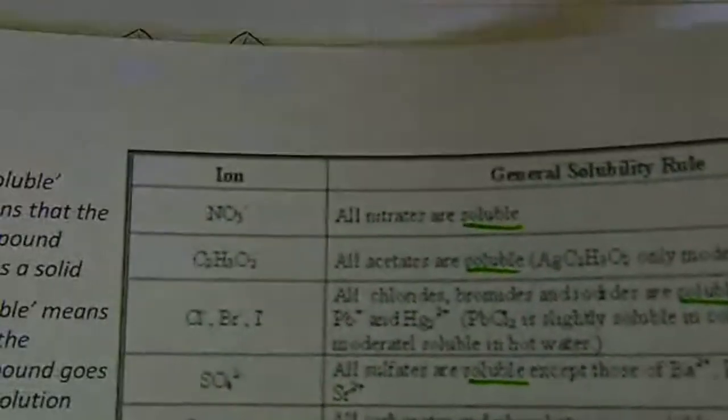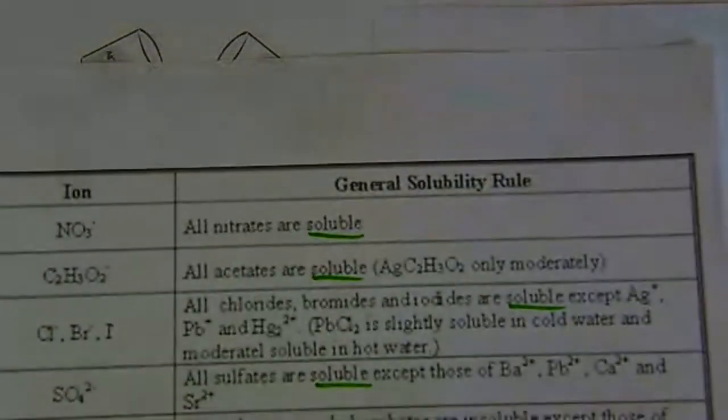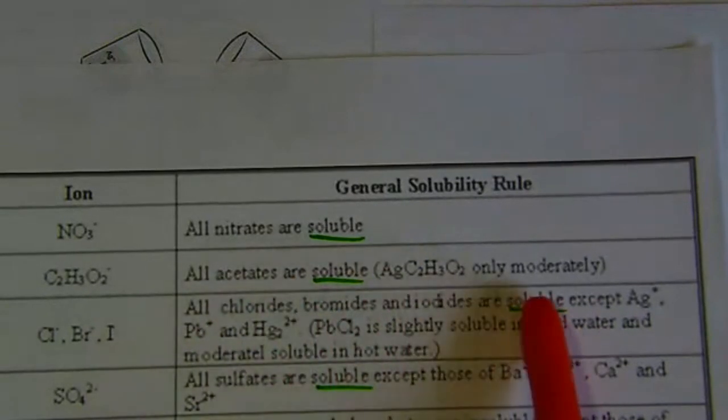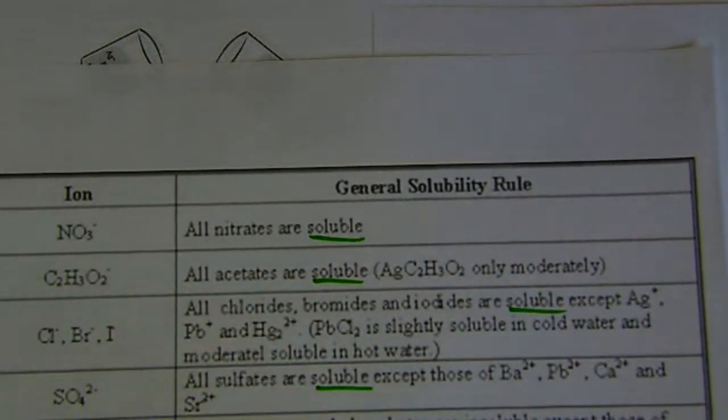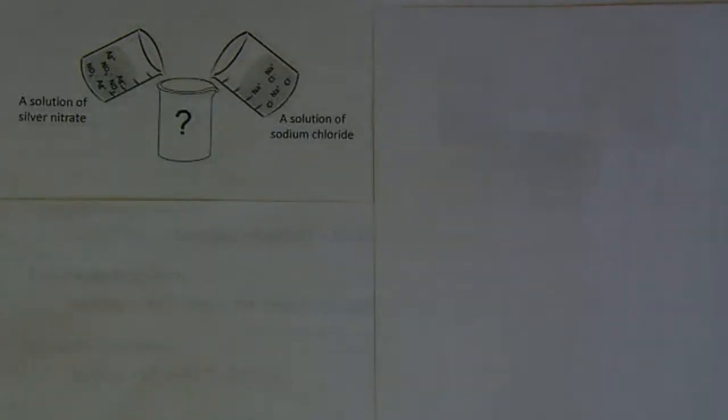Sodium chloride is also soluble. If we look at our solubility rules for chloride, it says that all chlorides are soluble except silver, lead, and mercury. Sodium is not one of those exceptions, so sodium chloride is soluble. So it exists in solution as free sodium and free chloride ions.